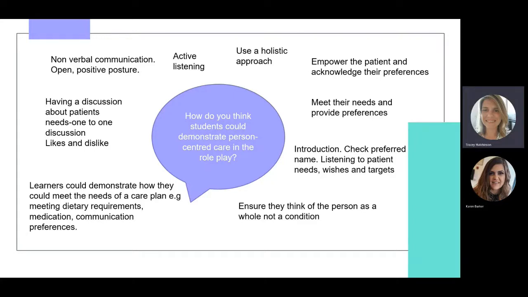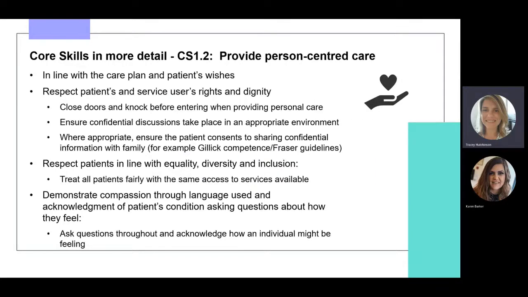So what does our spec say in regards to these core skills? So that CS 1.2, provide person-centred care. Well, actually, it lines really well with the suggestions made by your peers. Showing respect and dignity when communicating, ensuring what is proposed is in line with equality and diversity, and showing that compassion throughout, such as asking questions, acknowledging their feelings, making sure that the patient is okay.